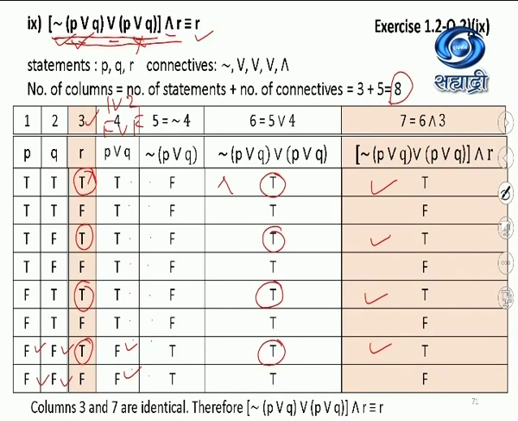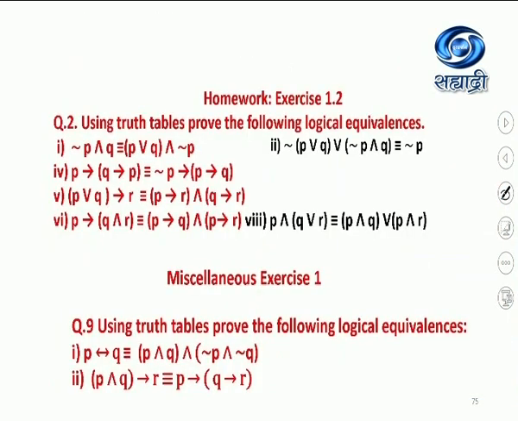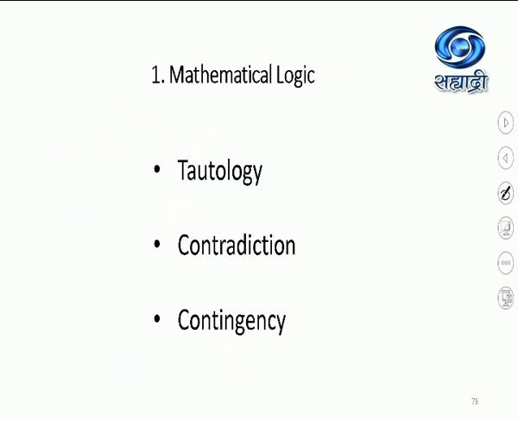Okay. Now, I have a homework for you. You can do this because now you are acquainted with constructing the truth table using all the hints that I have given you so far. So you can complete the homework from exercise 1.2 question 2 and miscellaneous exercise 1 question 9. With this, we move over to the next part in the topic, namely tautology, contradiction and contingency.